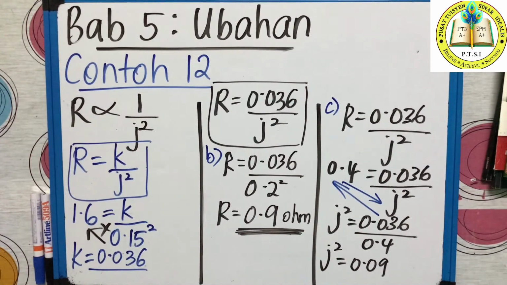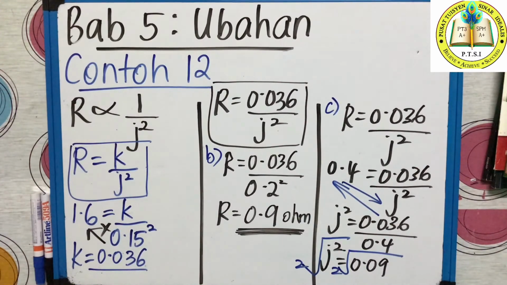Sekarang kamu nak cari jejari. Yang ni ada jejari kuasa 2. What you learn in form 2? Kalau kamu tak nak kuasa 2, you do a square root. Here you do square root. Here also must do square root.